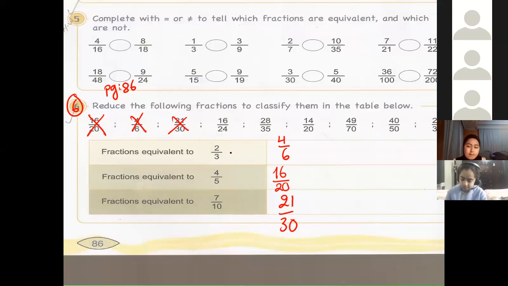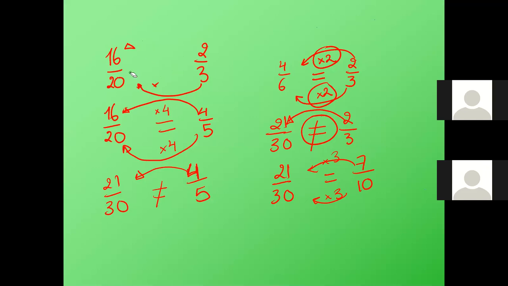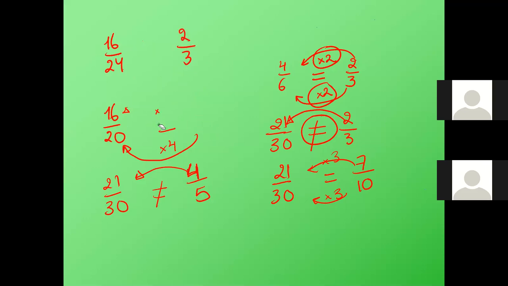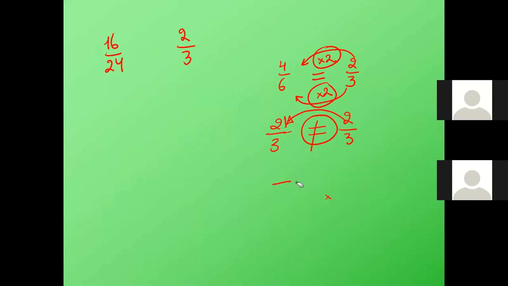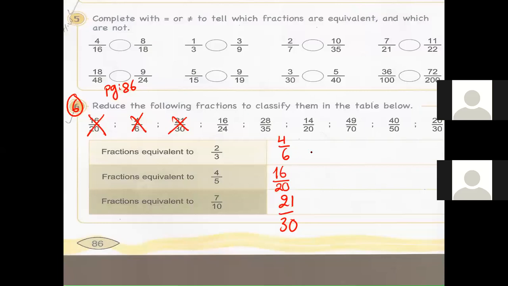Now 16 over 24. Hassan Hourani. Yes. Yalla ya Hassan. 16 over 24, 2 over 3. Let's check if they are equivalent. I will erase. So 16 over 24 and 2 over 3. Check if they are equivalent, ya Hassan. Yes, it's equivalent. Why, Hassan? Because 2 times 8 is 16. 3 times 8 is 24. Excellent. We multiplied up and down by 8, the same number, so they are equivalent. So I will write 16 over 24 here.